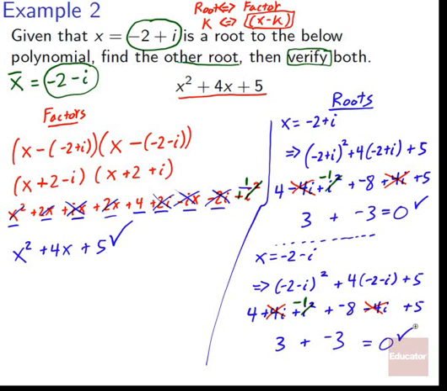Two different ways to do it. We can show, hey look, these are the factors that would be given by those roots, and when you multiply those factors, you get back exactly to where you started, so that checks out. Or alternately, we can do it by roots and show, hey, when you plug that in, you get the zeros, so that checks out. Great.